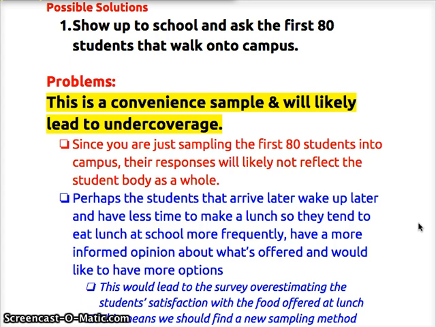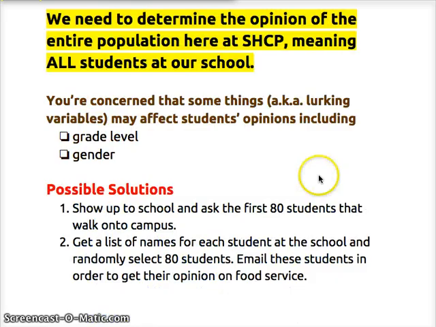So if you're trying to say, hey, we need new food service, that data could actually be an overestimate of how happy people are when you're trying to show them that people are unhappy. So we should find a new sampling method. Shoot that one down. Let's look at solution number 2. Now solution 2 is get a list of names for each student at the school and randomly select 80 students. Okay, so we're randomly selecting them. It's not a convenience sample.